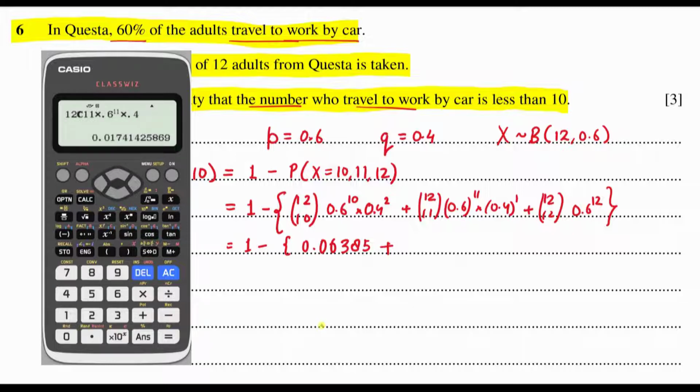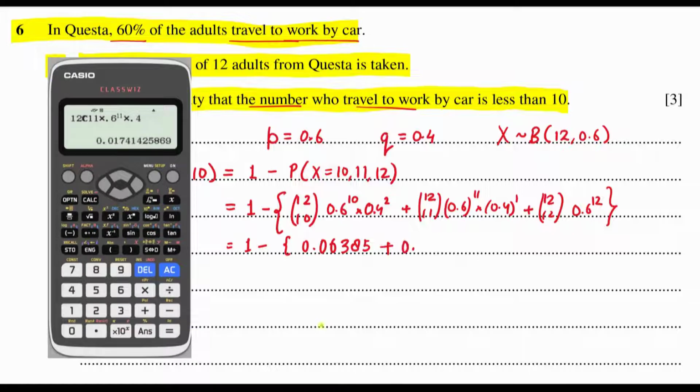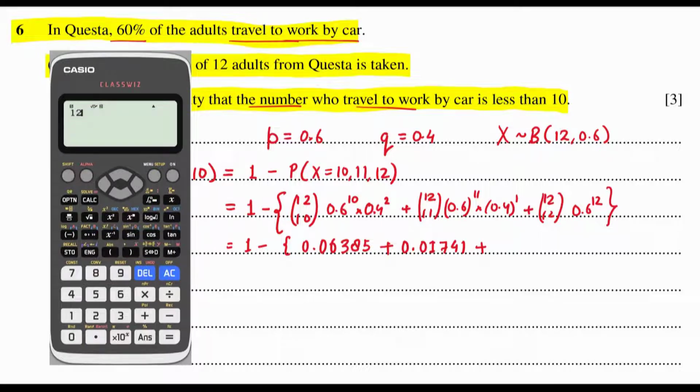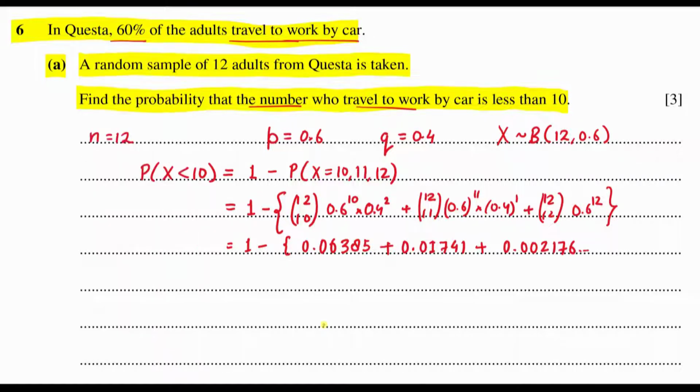So this value is going to be 0.01741, and lastly it is 12C12, which is 1 of course, multiplied by 0.6 to the power 12. So this value is 2 times 10 to the power minus 3, so I can write 0.002167 and so on. So I will write till here.